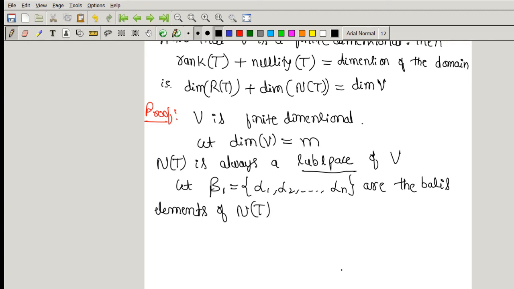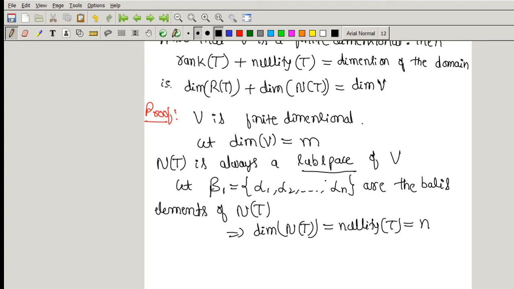The dimension of N of T is nothing but the nullity of T. Beta 1 is equal to alpha 1 up to alpha n, the basis elements of N of T, which implies the dimension of N of T, the nullity of T, is the cardinality of this set, which contains n elements. This is nothing but n. Nullity is equal to n.